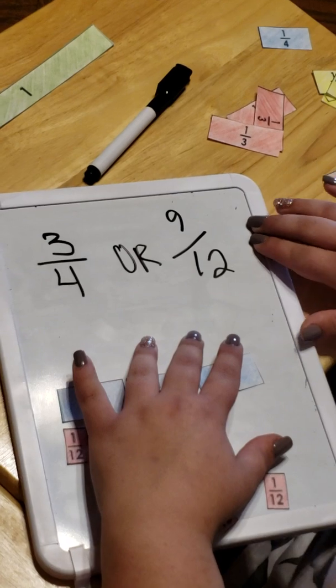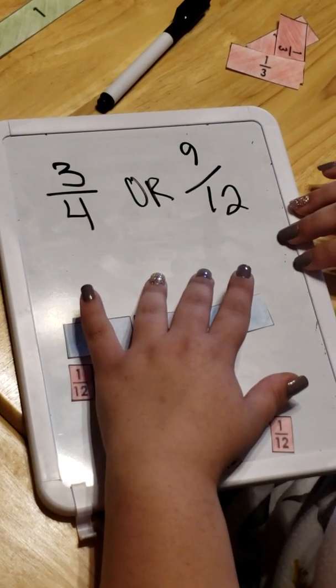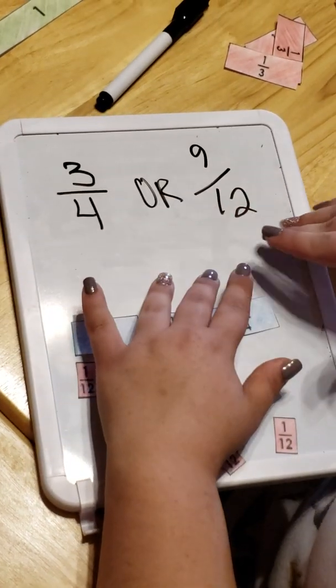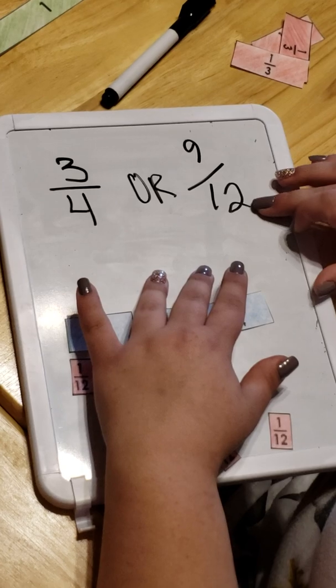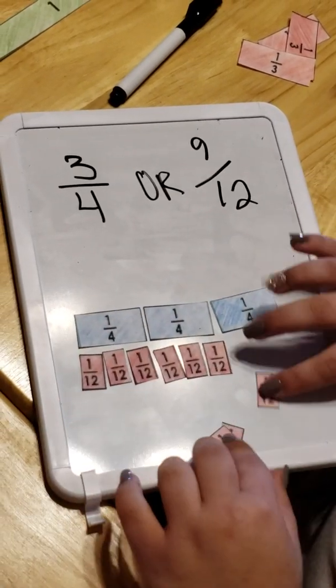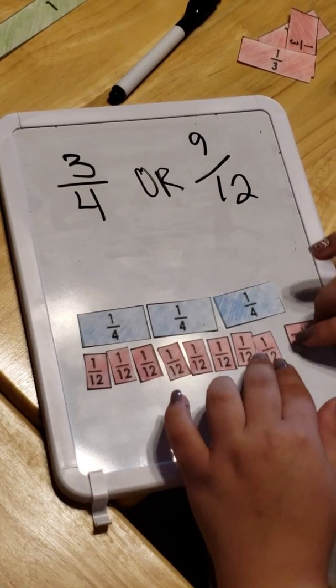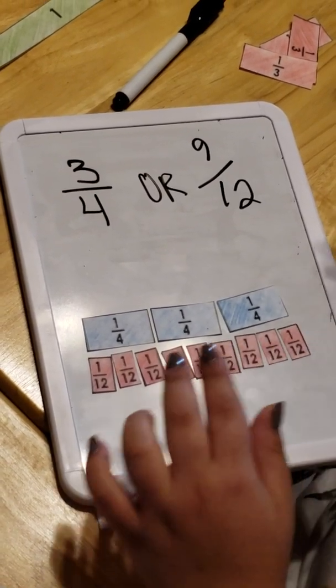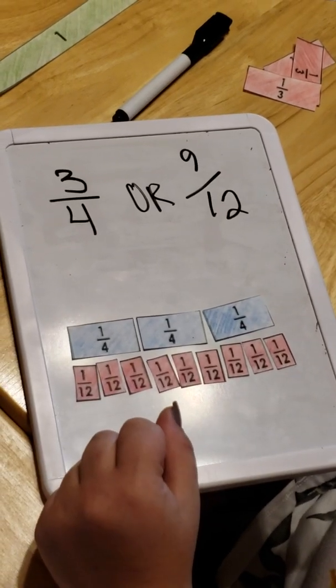So another way I would compare our fractions and let them use their bars, I would ask which one's larger, 3/4 or 9/12. Most kids think the bigger number is going to be 12, but putting the pieces together, they would be able to see that 3/4 is actually equal to 9/12 instead of greater than or less than.